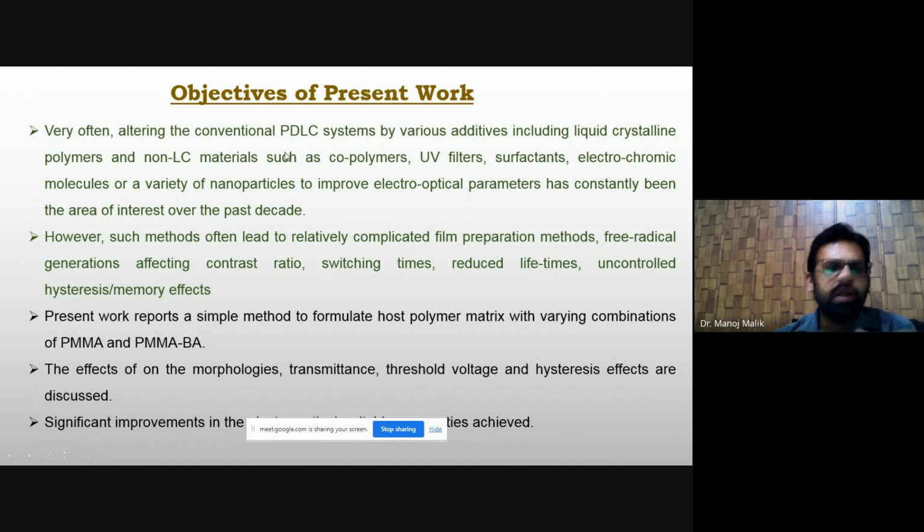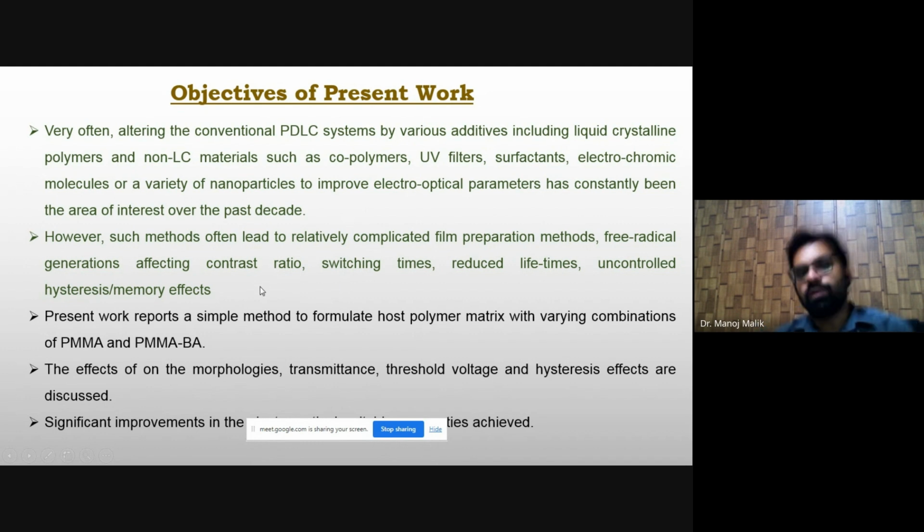Generally, the conventional PDLC films composed only of polymer and liquid crystals are modified by certain other foreign moieties to increase the performance of the film, for example, liquid crystalline polymers, copolymers, UV filters, surfactants, electrochromic molecules, and a variety of other molecules. But such methods often lead to relatively complicated film preparation methods, free radical generation, some ionization in the film, affecting the overall applied field, aging related issues, the switching times, the voltage applied to the film, the minimum voltage applied, and there are so many complications.